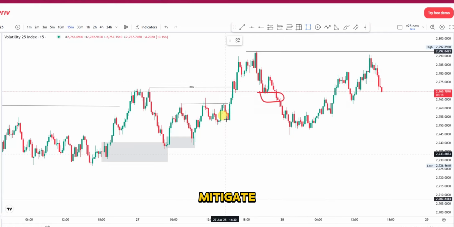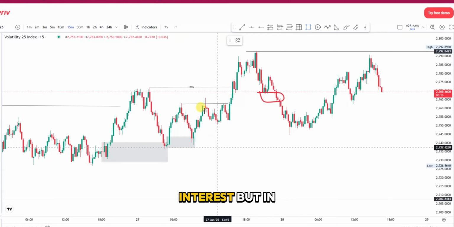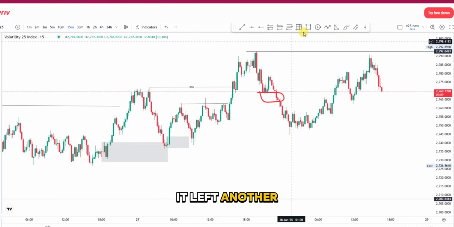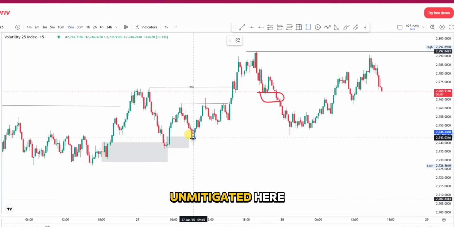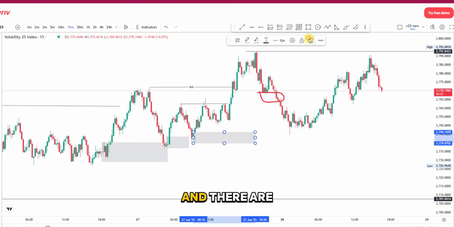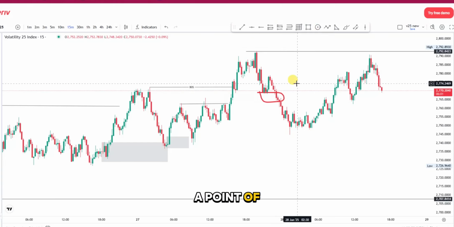You expect price to come and mitigate the point of interest. But in this case, let's look at something. When price mitigated this point of interest here, it left another point of interest unmitigated here, and that point of interest had what we call a liquidity sweep. And there are three characteristics of a high probability point of interest.